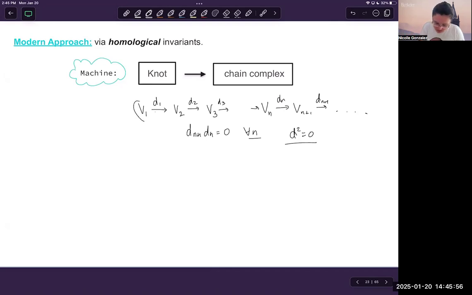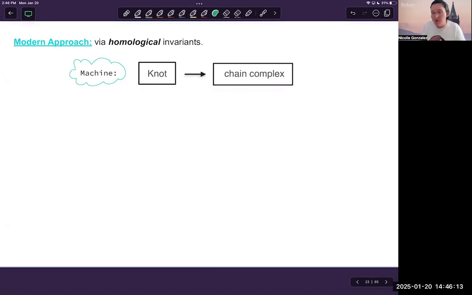Of course, you can make these objects be something more interesting than vector spaces, and normally you do. But morally, this is it. It's just a sequence of spaces, for example vector spaces, with some maps that square to 0. So in this particular construction, the chain complex can be many different things, depending on which homology theory you're computing.